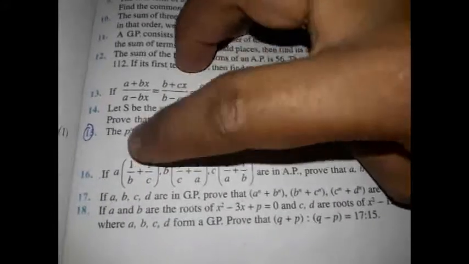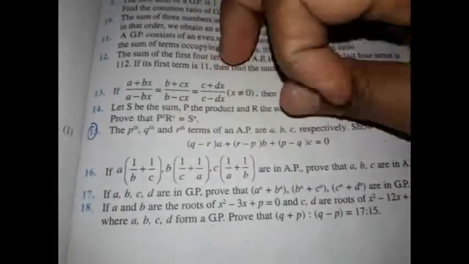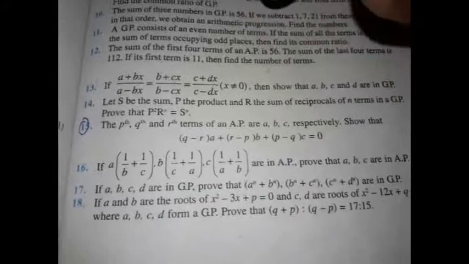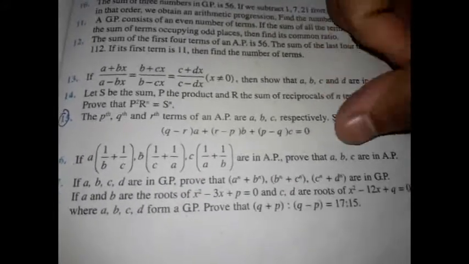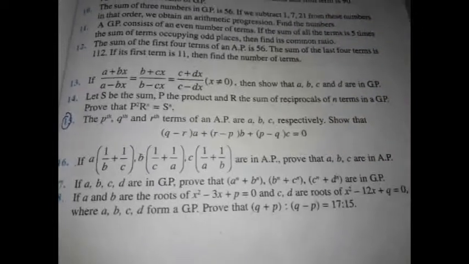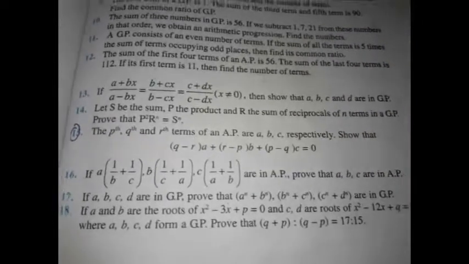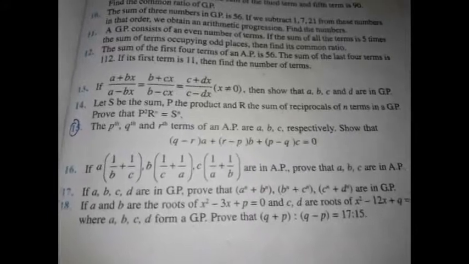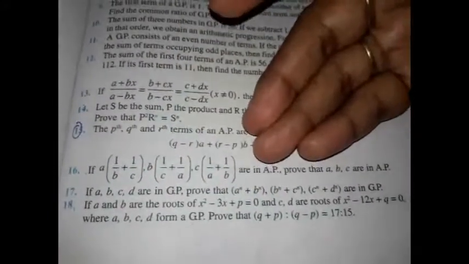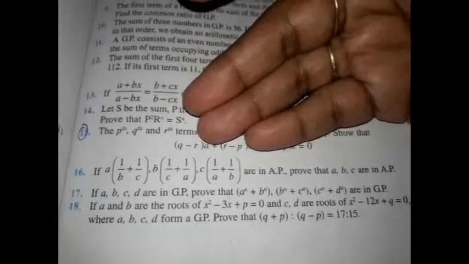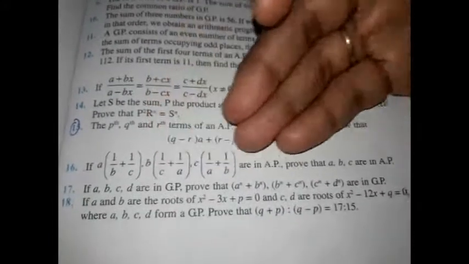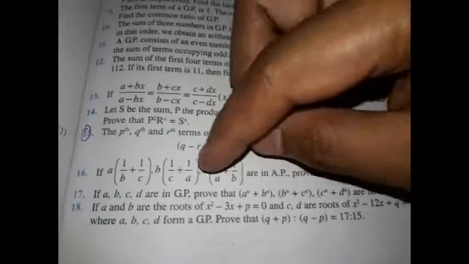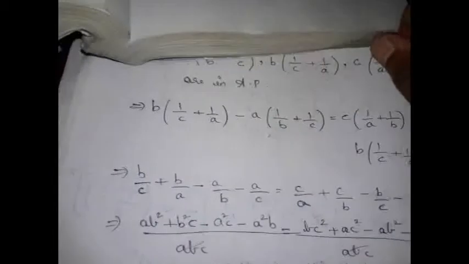If a into 1 by b plus 1 by c, b into 1 by c plus 1 by a, c into 1 by a plus 1 by b are in AP, prove that a, b, c are in AP. So these kinds of problems we have done already. It is given this is in AP. If a sequence is in AP, what we know, it will have a common difference. What is a common difference? Second term minus first term will be equal to third term minus second term. Likewise it goes on. So you can obtain a relation from this, right?